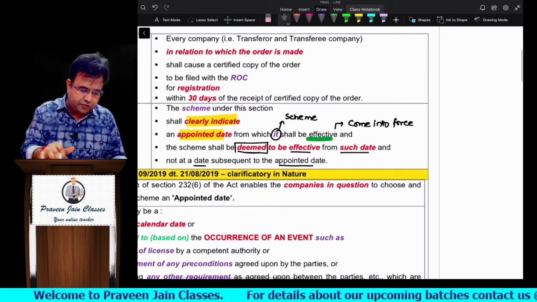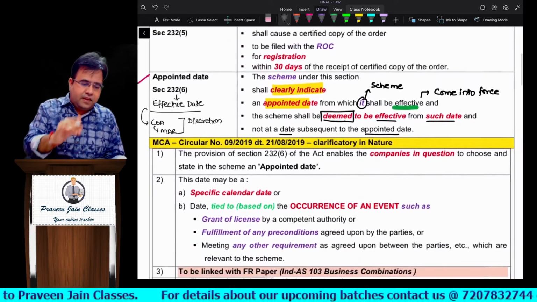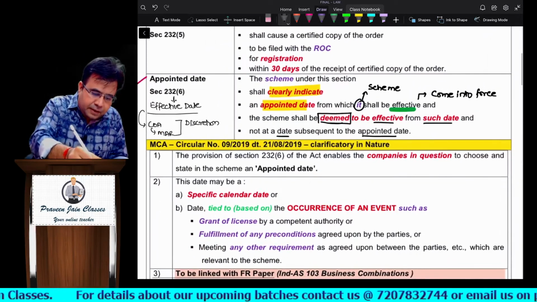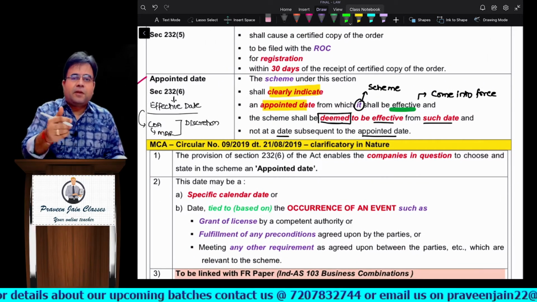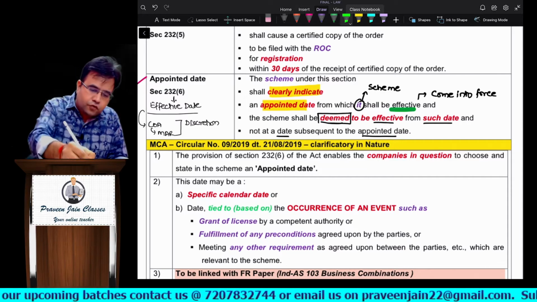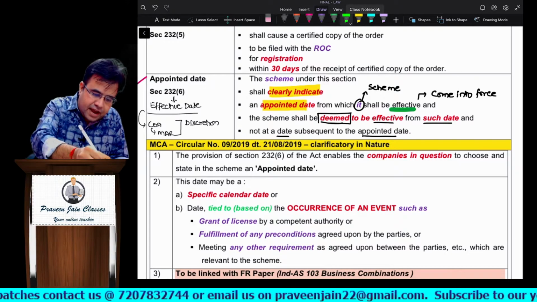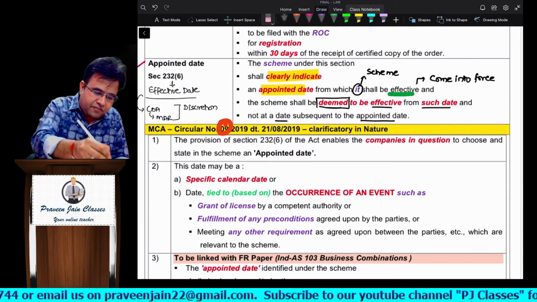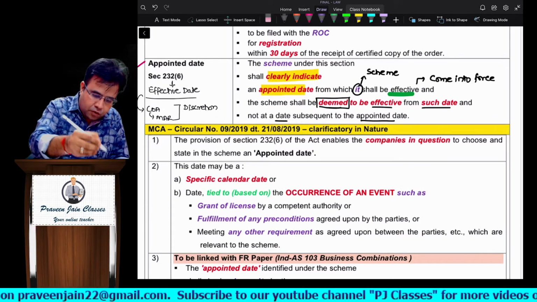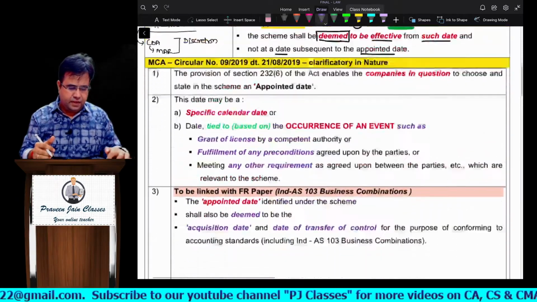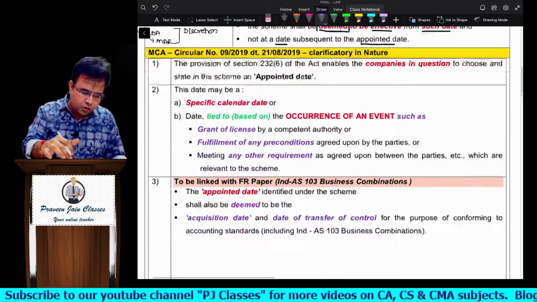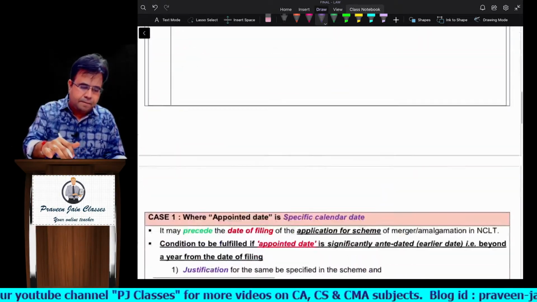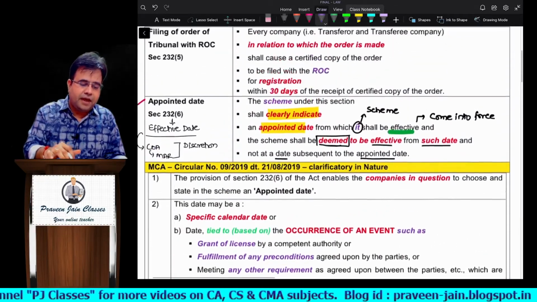Now there is a clarification from the department on this. Department means here the MCA we are talking about. So in 2019, in the 9th circular, they have given this clarification. So what is the clarification which the MCA has given? Now if I read, it is a very lengthy clarification. Many points are mentioned here, but before that I would like to take some examples.